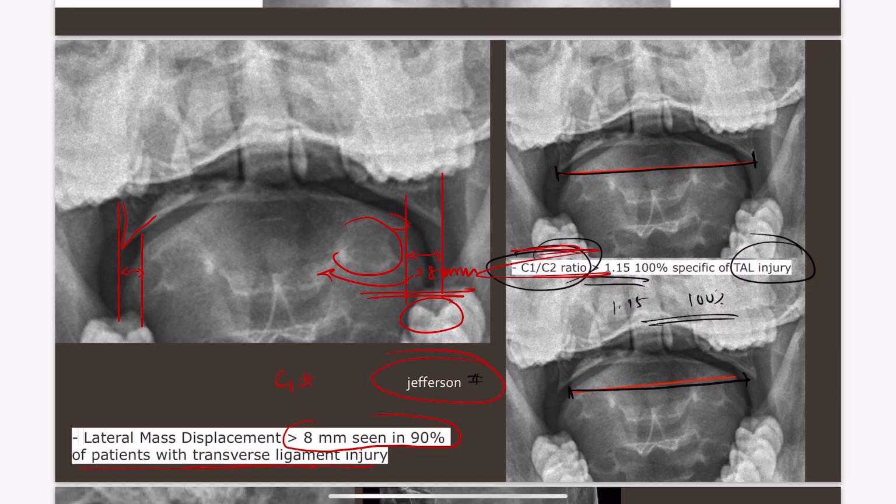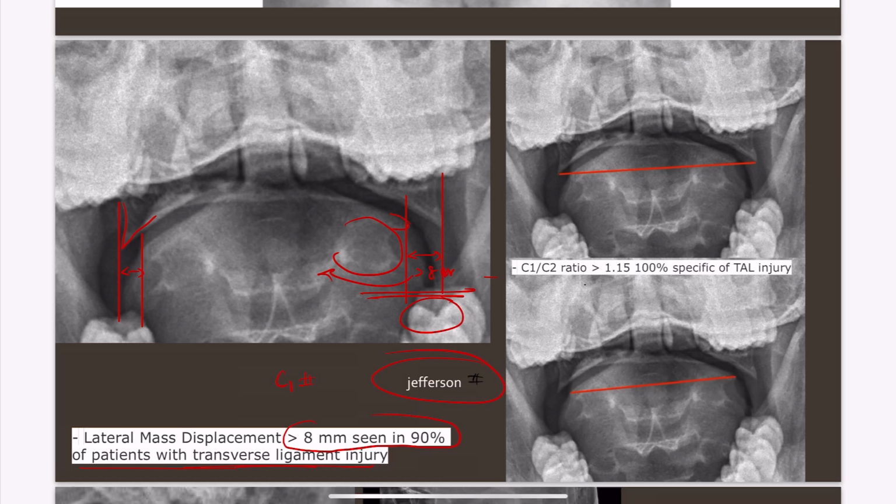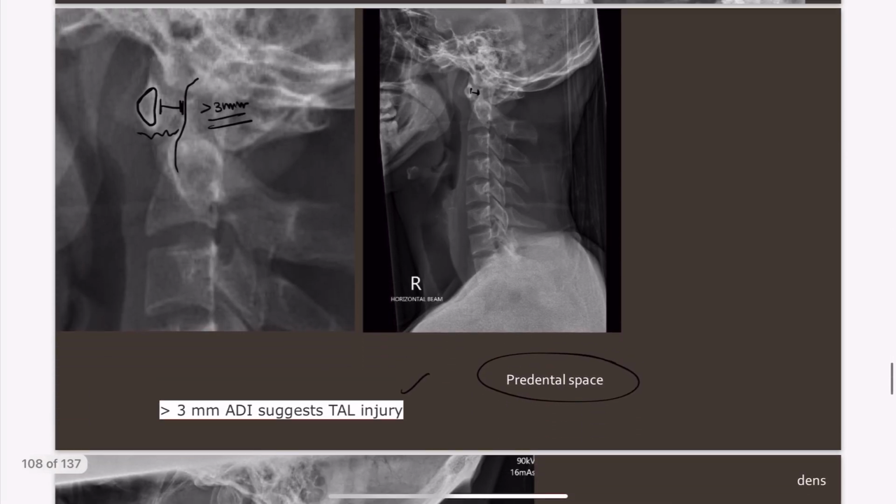Another method is the C1-C2 ratio, which we can use to find out whether there is any transverse atlantal ligament injury or not. By this method, if the C1 by C2 ratio is more than 1.15, then it is 100% specific for transverse atlantal ligament injury. So we have to see the distance between the two C1 and the C2s, and then we'll make a ratio. We'll find the ratio C1 by C2, and if it is more than 1.15, then we are definite that there is going to be a TAL injury.